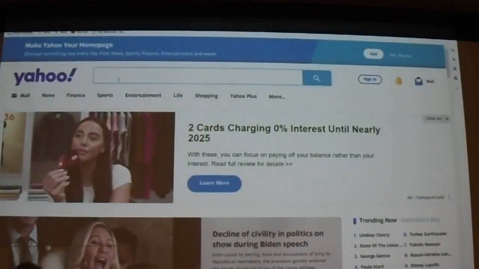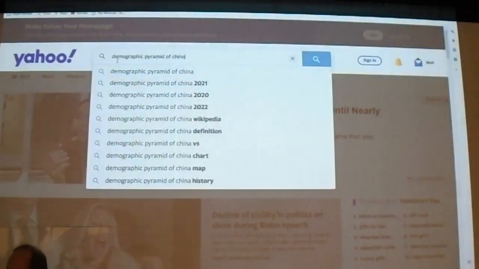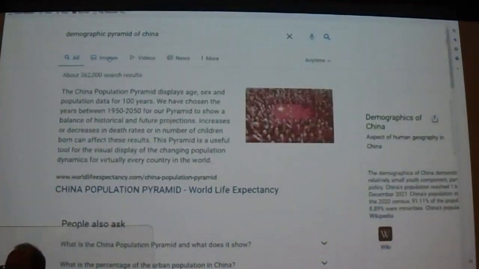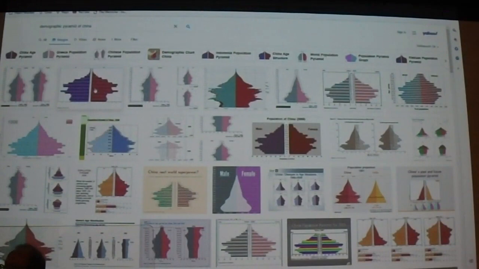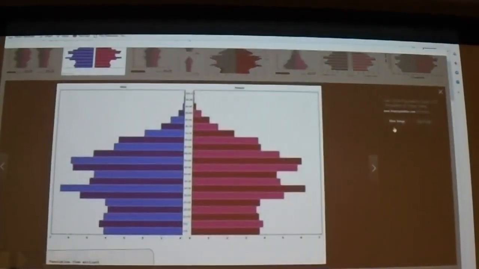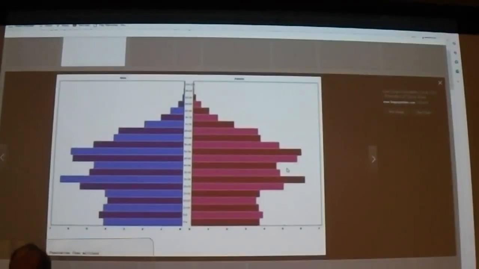Okay. Let's look at the demographics of China. So here's what China looks like. I think this is pretty good. They all look pretty good, but this one's pretty good. I don't know if I click on it, it might go somewhere else. That's good. Okay, so the red bars are the women and the blue bars are the men.